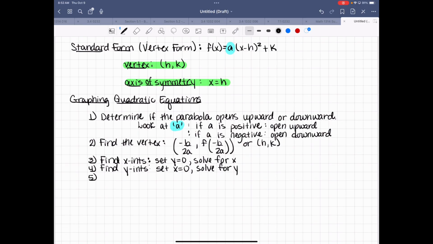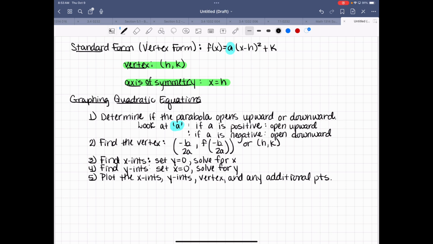And then finally, 5, we want to plot the x-intercepts, y-intercepts, vertex, and any additional points, if needed. You really only need 3 points, but sometimes it's not the 3 points that we want, so we have to pick some more.